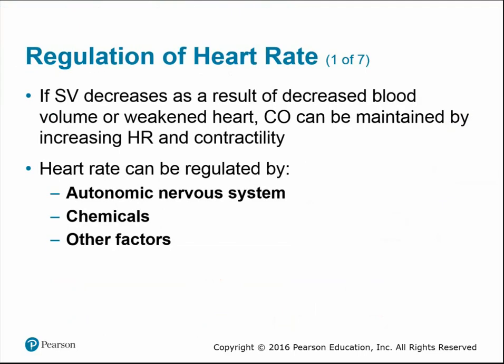So if stroke volume decreases as a result of decreased blood volume or a weakened heart, we can still try to maintain our cardiac output by increasing the heart rate and contractility. So heart rate can be regulated by the autonomic nervous system, again, chemicals, and a few other factors. So the autonomic nervous system would be that sympathetic fight or flight system. So the epinephrine and adrenaline that's going to increase the heart rate, again, by releasing more calcium to allow more of those cross-bridge formations.